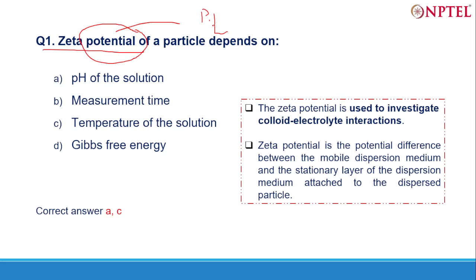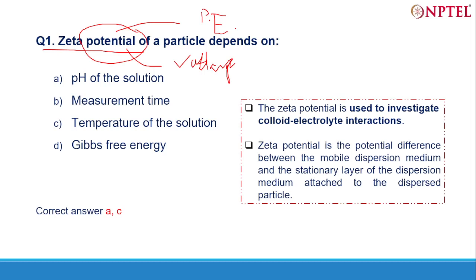Potential is generally voltage, which we get in electrical terms. So this zeta potential, in the broad sense or in a specific sense, tells us about the potential difference. So what is this zeta potential? What is it used for? Zeta potential is used to investigate colloid electrolyte interactions.